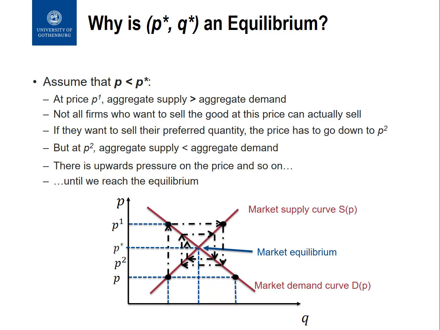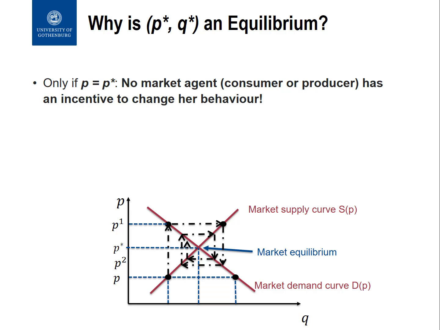So only if P is equal to P star, then no market agent, consumer or producer, has an incentive to change her behavior, because all consumers that are willing to consume the goods at this price are able to purchase the goods. And all producers that are willing to supply the goods are able to sell their goods as well.